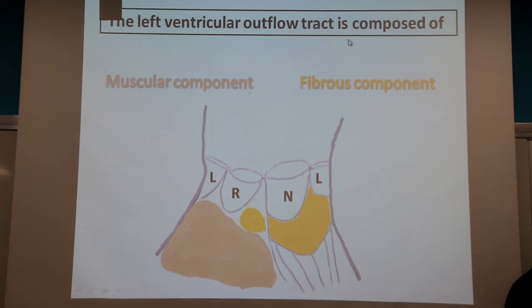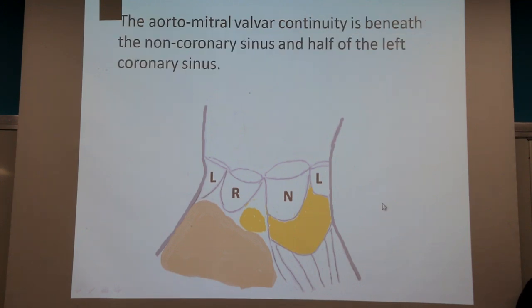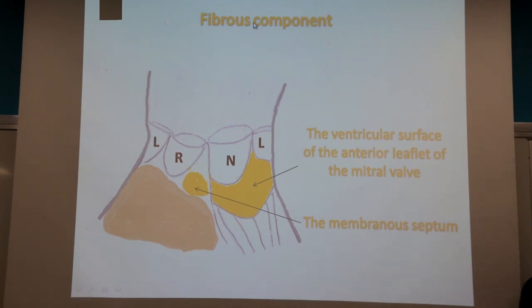The left ventricular outflow tract is composed of a fibrous part and a muscular part. Here is the fibrous part and here is the muscular. The fibrous part, the aortomitral valvular continuity, is beneath the non-coronary sinus and half of the left. The relation between the mitral valve and the aortic valve is half of the left cusp and all the non-coronary cusp. So the fibrous component is the ventricular surface of the anterior leaflet of the mitral valve plus the membranous septum, because they are not muscle.